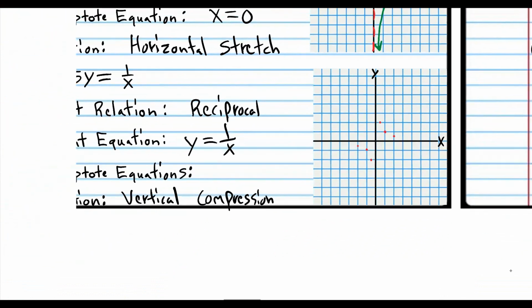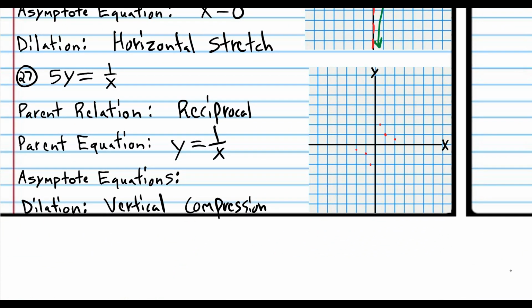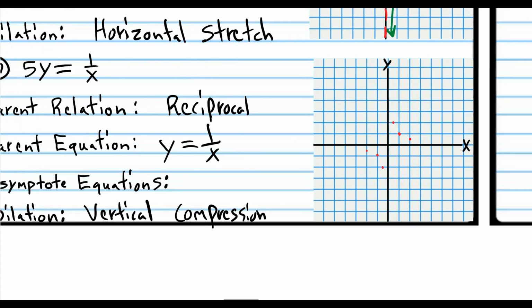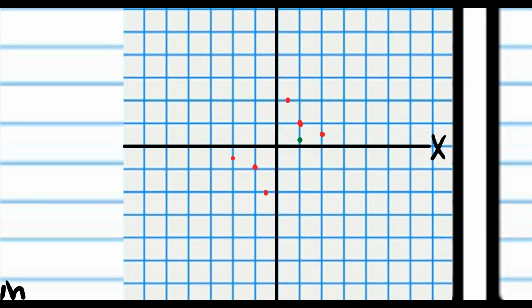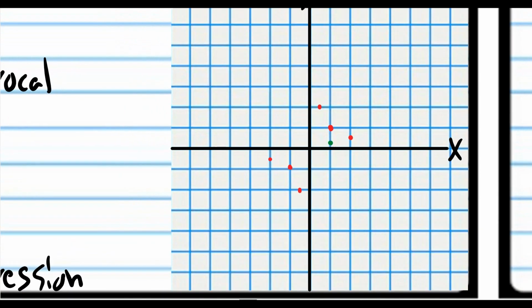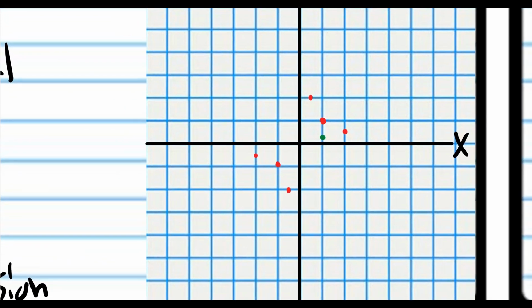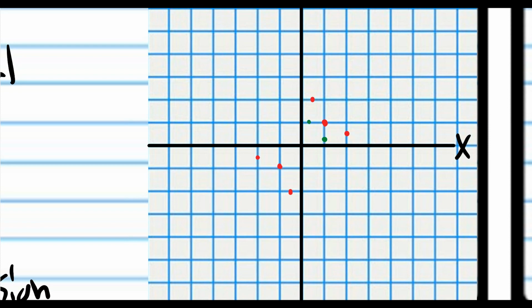And so we're going to plug in numbers here. If you plug in 1 for x, 1 over 1 is 1, and then you get 5y is equal to 1. Divide both sides by 5, and y is equal to 1/5. So our first point is 1/5. So that's here. Now, if you plug in 1/5, you get 1. So you can see what's happening here.